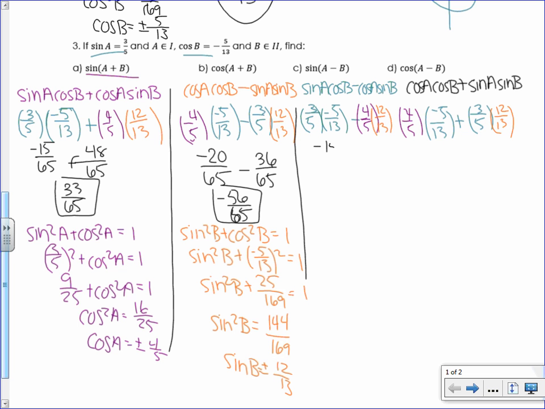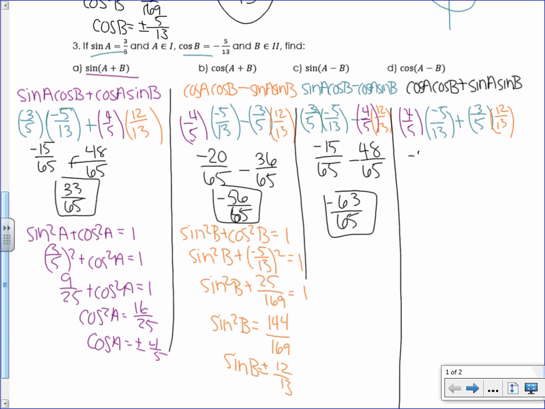For part C, you're going to get negative 15 over 65 minus 48 over 65. And that is going to be negative 63 over 65, I'm sorry. That's the answer for part C. And then over here, this is going to give me negative 20 over 65 plus 36 over 65, which is going to give me 16 over 65. Notice, none of these were the same thing.